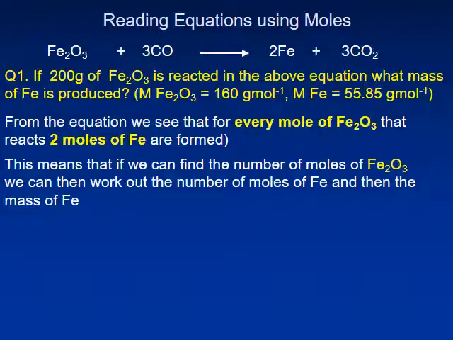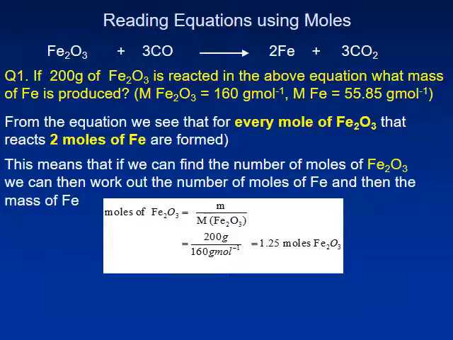This means that if we can find the number of moles of the iron oxide, we can work out the number of moles of iron and then the mass of the iron that's formed. So the number of moles of iron oxide will equal the mass over the molar mass of iron oxide. Plug in the numbers, so it'll be 200 divided by 160 to give 1.25 moles of iron oxide.